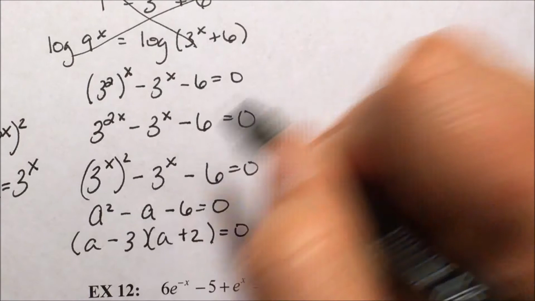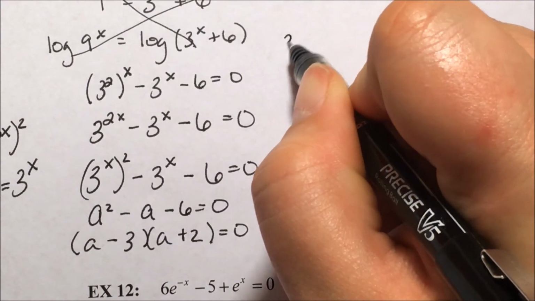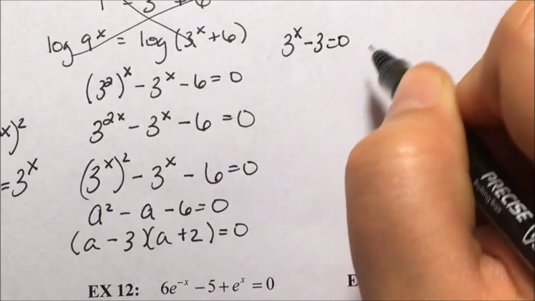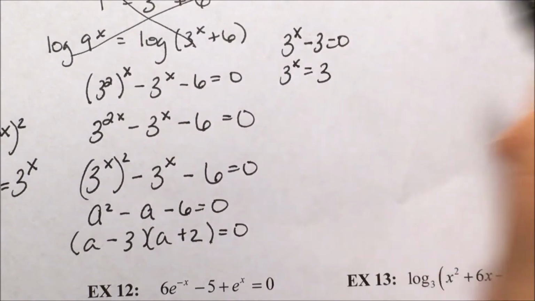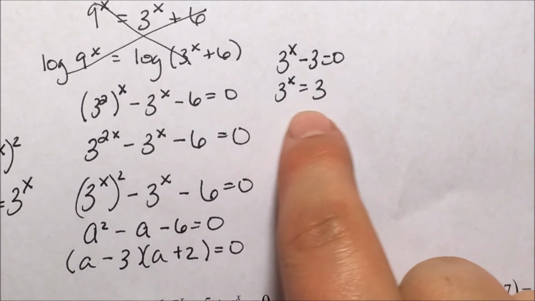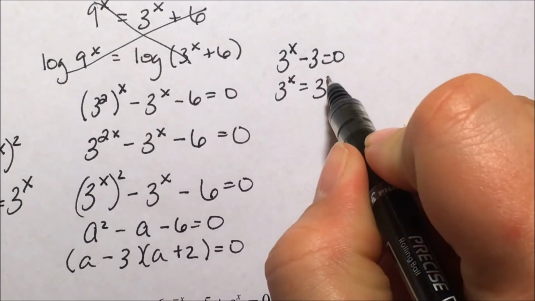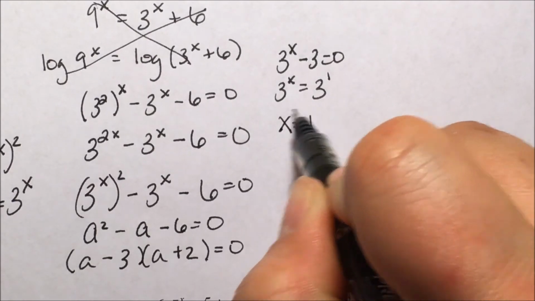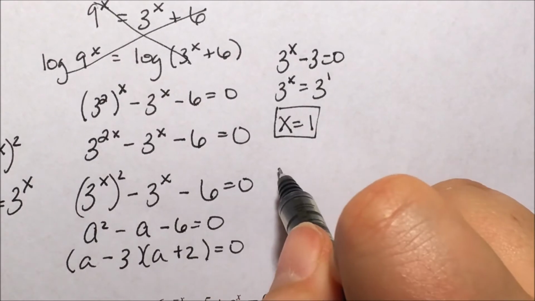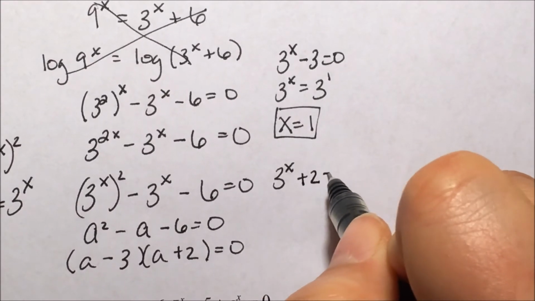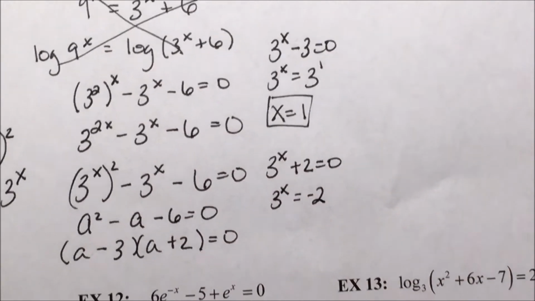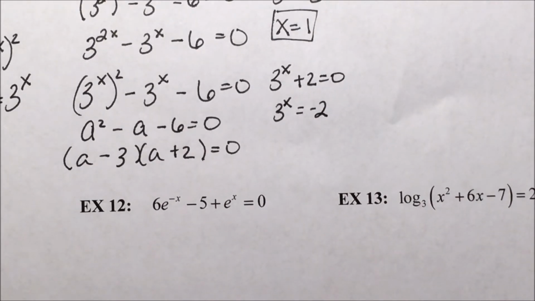So our first equation is a, which was 3 to the x, minus 3 equals 0. All right, so the reason this helped out, especially in this case, was that we've got an exponential equation where the bases match, so the exponents must be equal. So our first solution is x equals 1. The second one, which was a, 3 to the x, plus 2 equals 0. Since the bases don't match, we could solve this using logs.